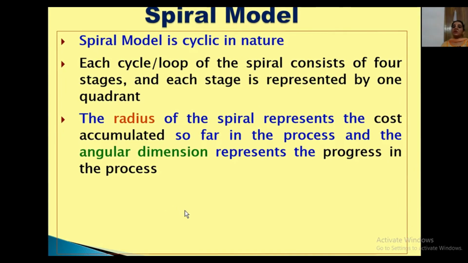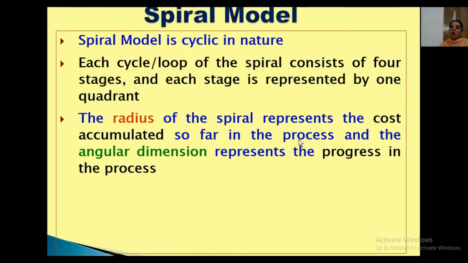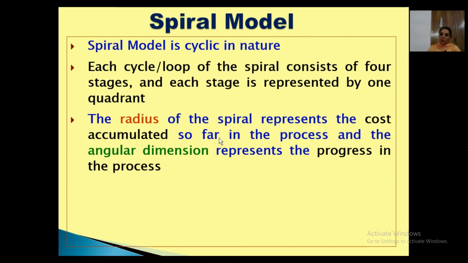The radius of the spiral represents the cost accumulated. I told you the arrow which was going upward, which shows the cost accumulated so far in the process, and the angular dimension represents the progress in the process. As we said, the arrow which was angular, it was representing the progress.